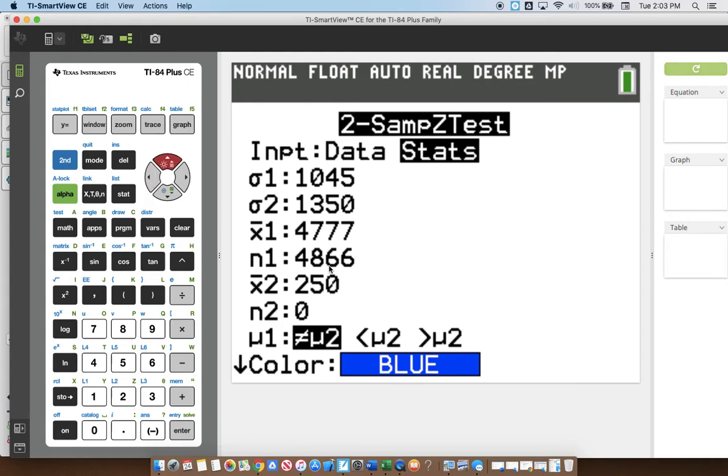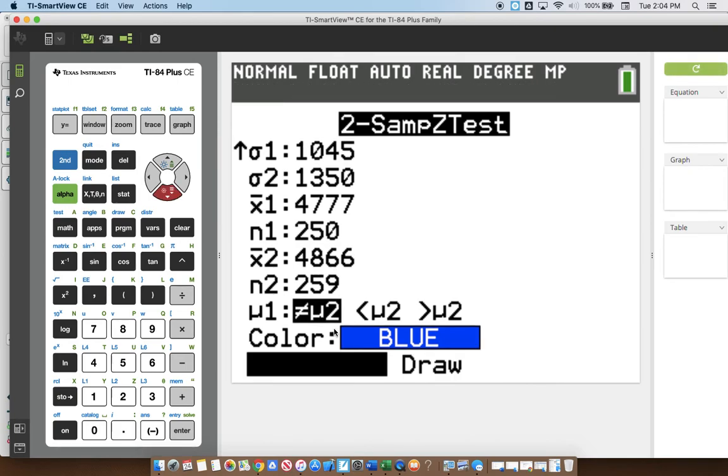What am I doing here? Hold on. Sorry about that. This sample is 250. I was 1 line off. I'll put these in and I'll explain what I'm talking about here. Okay, so this 4,777 represents the mean for California. N1, so the sample size for California, was 250. X bar 2, the mean for Illinois, is 4,866. Sample size 2, 259.